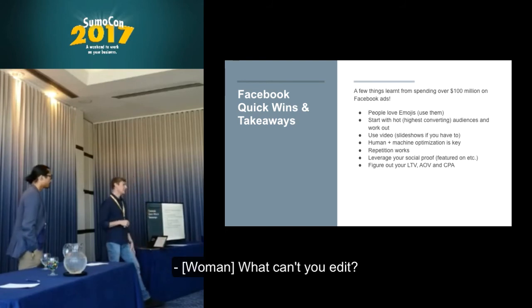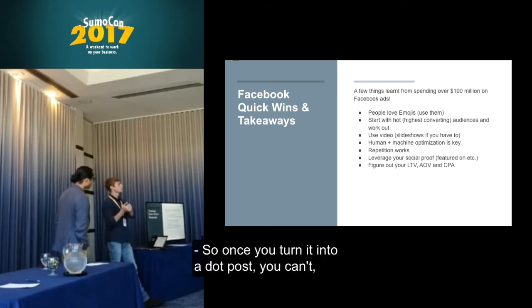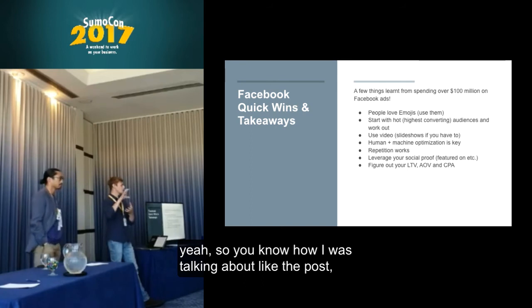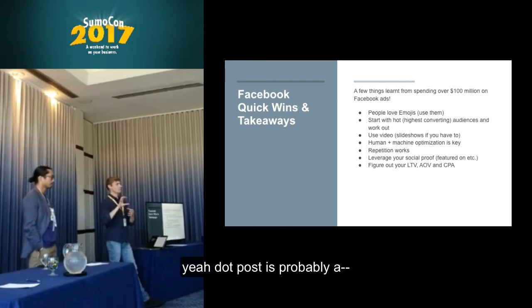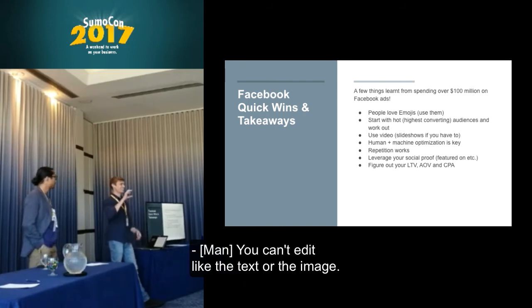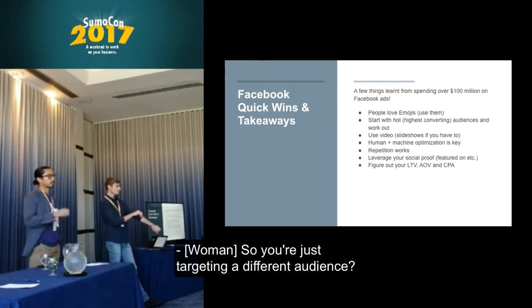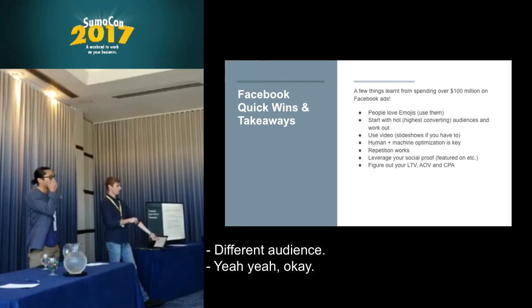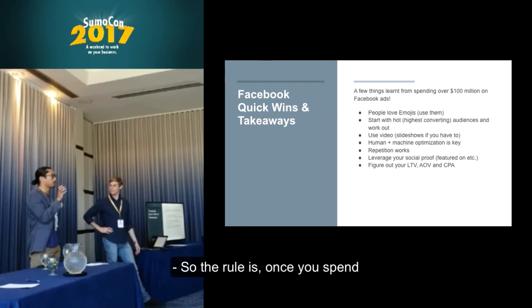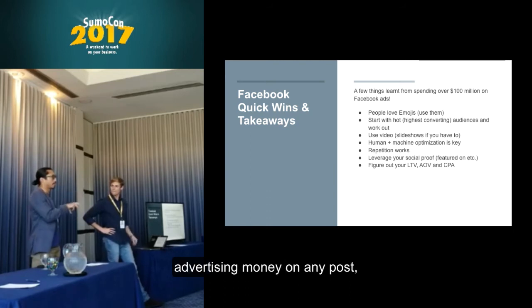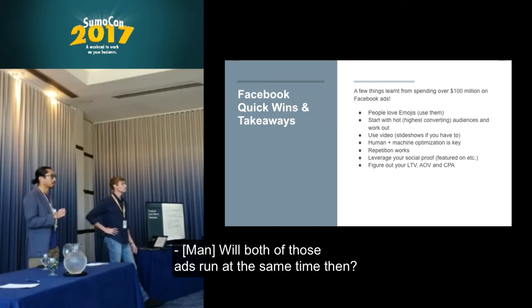What can't you edit? So once you turn it into a dark post, you can't edit the text or the image. It has to be the exact ad you created previously. Exactly. Does that make sense? So you're just targeting a different audience. Yeah, different audience. Got it, okay. So the rule is once you spend advertising money on any post, you no longer can edit the post. Right. Yeah. And then will both of those ads run at the same time then?